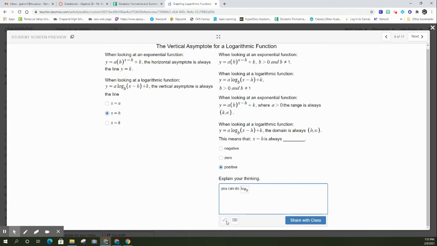You cannot do log base b of a negative. So we know that x minus h must always be positive. It can't even be 0. So we know that.